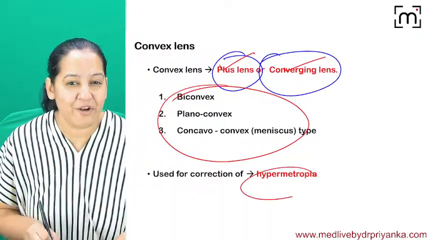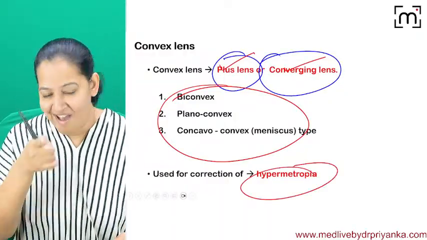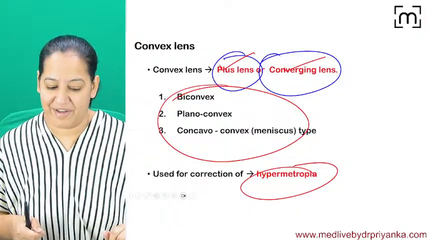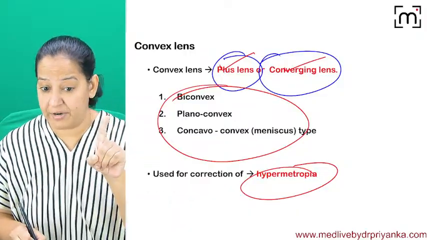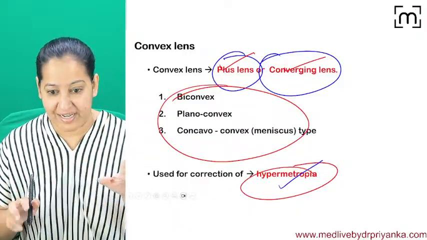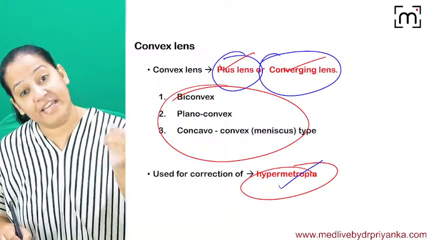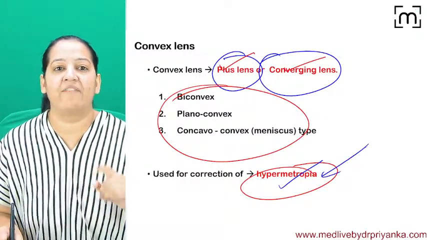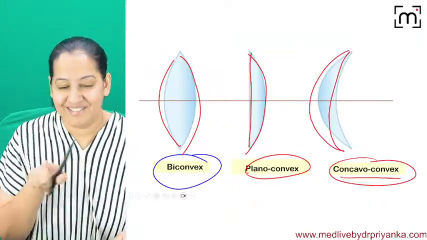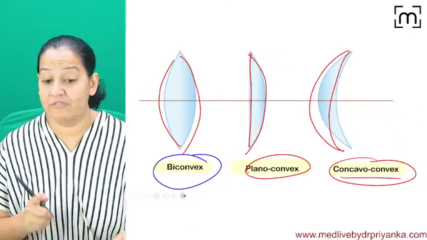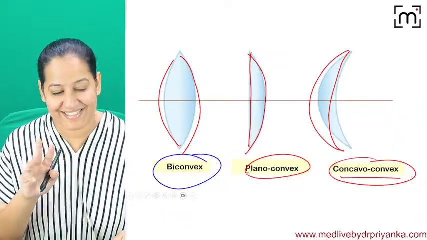They are also known as plus or converging lenses, and they are used in the treatment of hypermetropia, my first disorder today. After lenses, I am going to start with hypermetropia. I will teach you in detail. And remember, in the end, when I teach you the treatment of hypermetropia, I will talk about the convex lens. These three types of convex lens will be used in the form of spectacles or contact lens. I will teach you all.